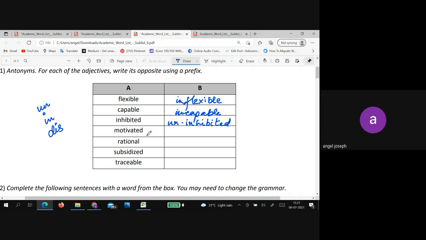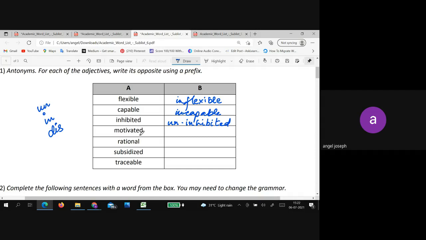Inhibition is something we feel inside, a hesitation about doing something. Like, for example, I'm just giving an example: Anjana has an inhibition that she may not get the job. This is what she feels in her mind. Okay, inhibited is that. So exhibition is just the opposite. When you display it out, it is exhibited, and unexhibited. There also the antonym prefix is un.